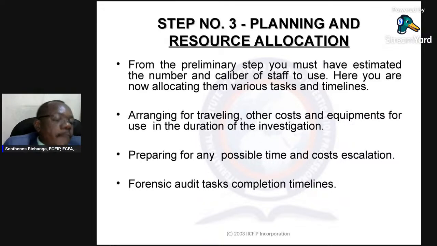If traveling is required, as an investigation team, during this planning and resource allocation, we must ensure that we have enough cars to be used. If private cars are to be used, then we must know the number of cars to be used, and then this must be allocated to the investigating sub-teams to use. If traveling outside the country is required, we must plan for the air tickets, accommodation, everything.